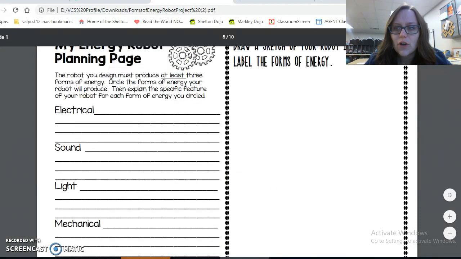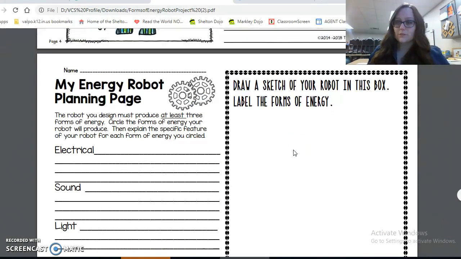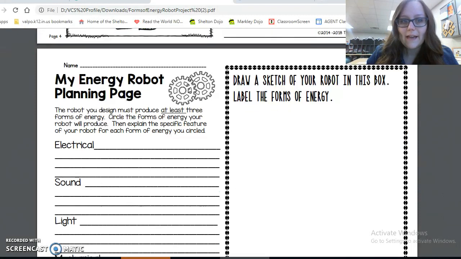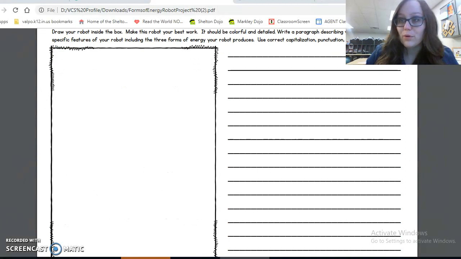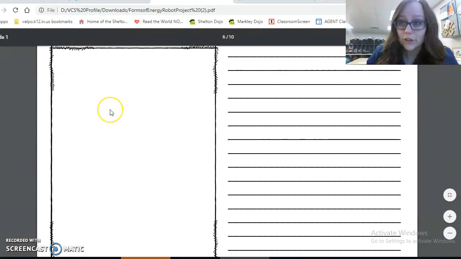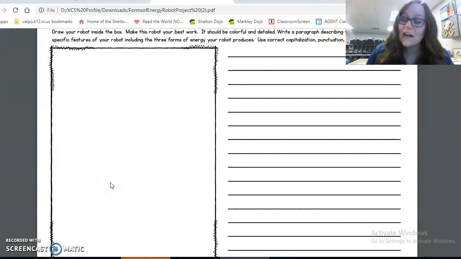Then you're going to draw a quick sketch on this one. This is just a basic sketch of what your final product will be. This is the planning page, so this is a rough draft. When that is finished, flip your paper over, and this will be your final product. Here you will use color and neatness to work on your robot. Here we will be grading these, and they will be graded on having your 3 types of energy, but also on neatness. So make sure that you're taking your time on this. This shouldn't be a speed through it and get it done situation.